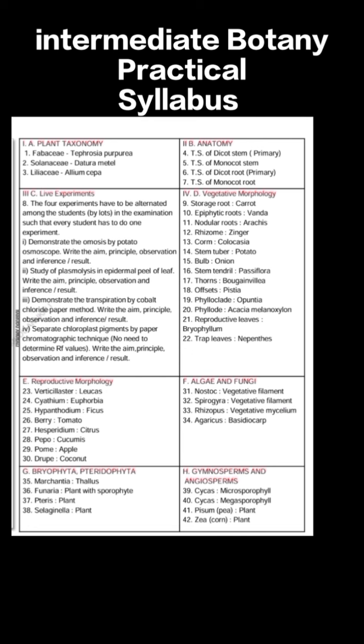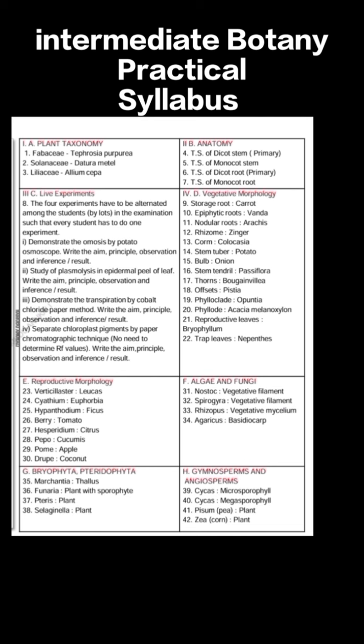Nepenthes. E, reproductive morphology: 23 verticillaster Leucas, 24 cyathium Euphorbia, 25 hypanthodium Ficus, 26 berry tomato, 27 hesperidium citrus, 28 pepo cucumis, 29 pome apple, 30 drupe coconut.